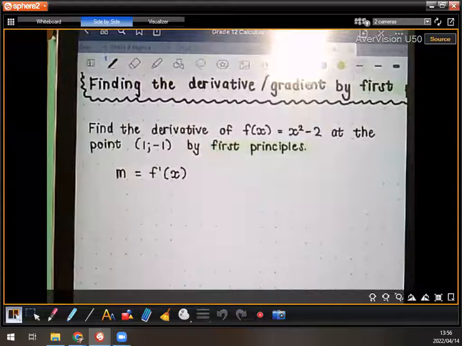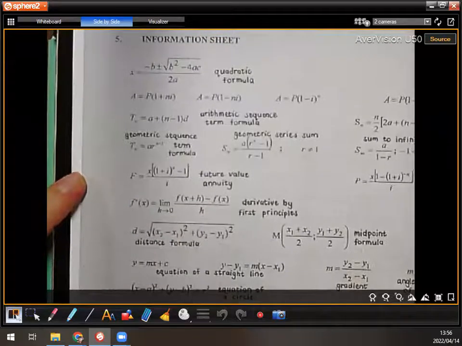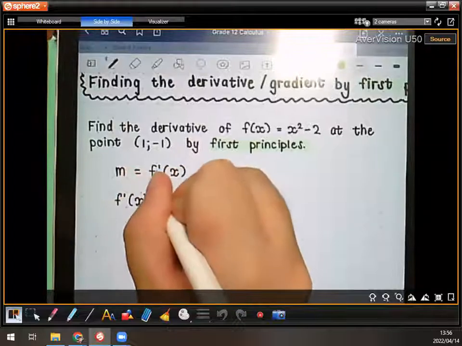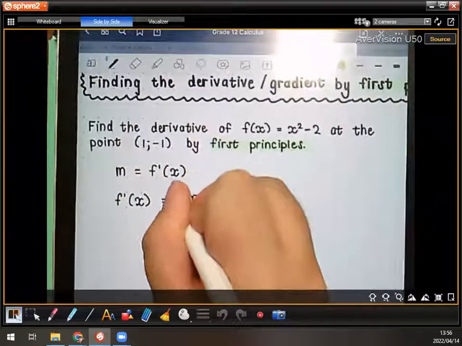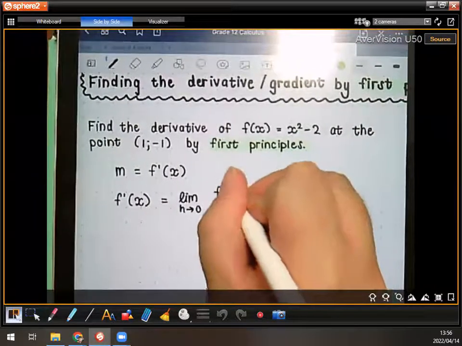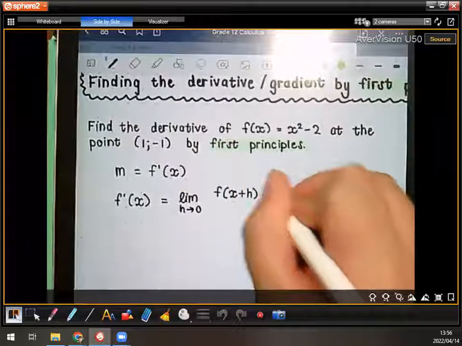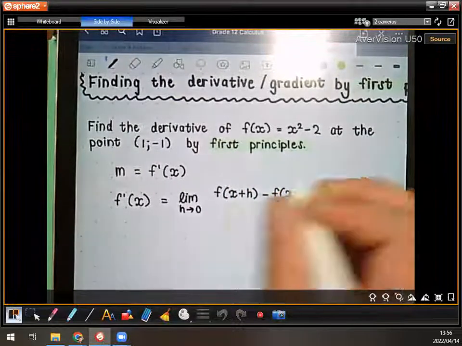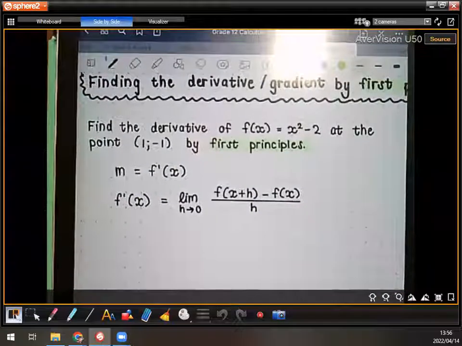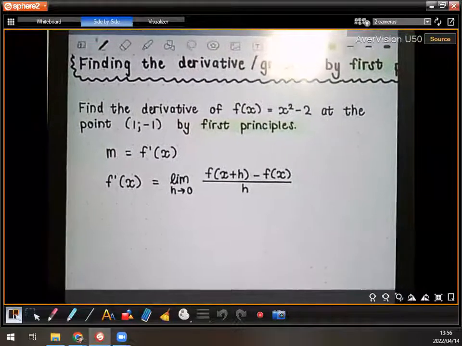So guys, f dash x, that's derivative. That is why on your formula sheets it says f dash x is equal to the limit as h tends to 0, and that h tends to 0 is almost like a subscript. Then you have your fraction, f of x plus h minus f of x over h, and this is on the formula sheet. You don't have to memorize this formula.